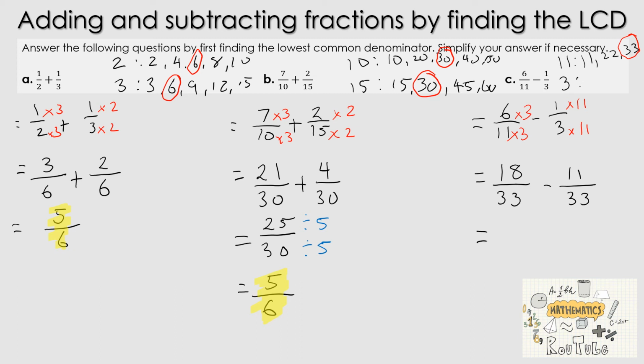Once again, same denominator. We can just subtract the numerators. So we've now got 18 minus 11 should give us 7. And therefore, are we finished? Well, yes, we are, because there is no value other than 1 that goes into both 7 and 33. So therefore, the final answer to that question should be 7 over 33.